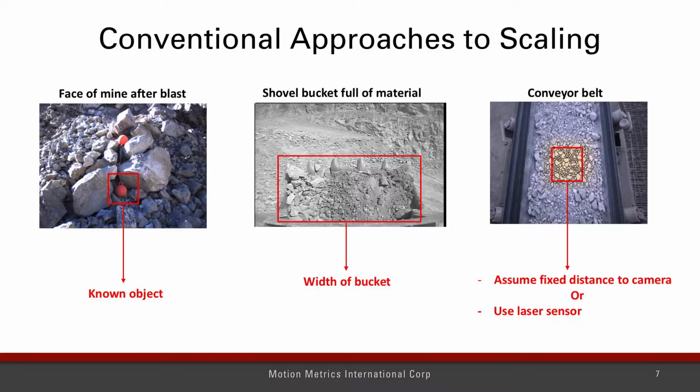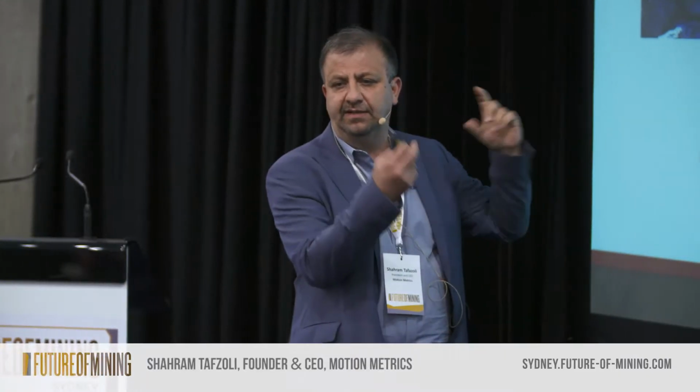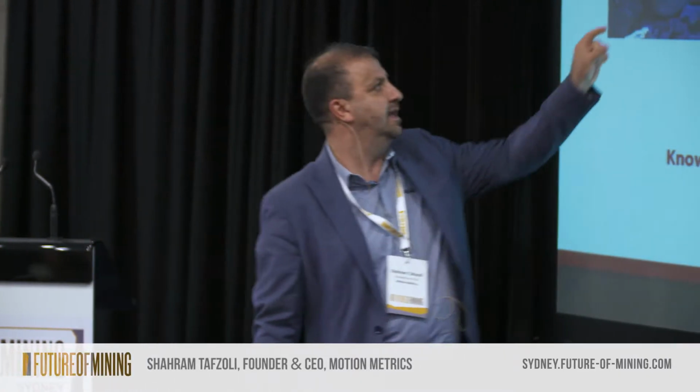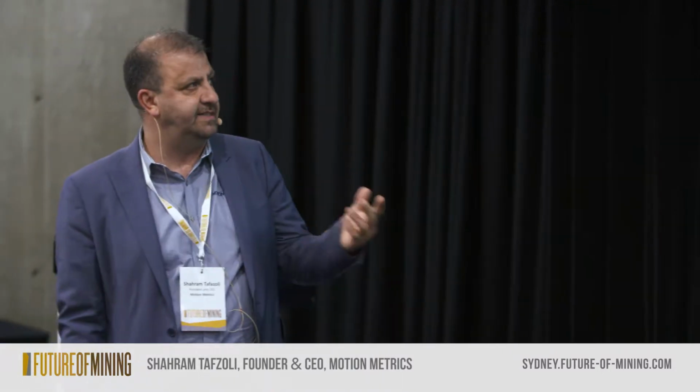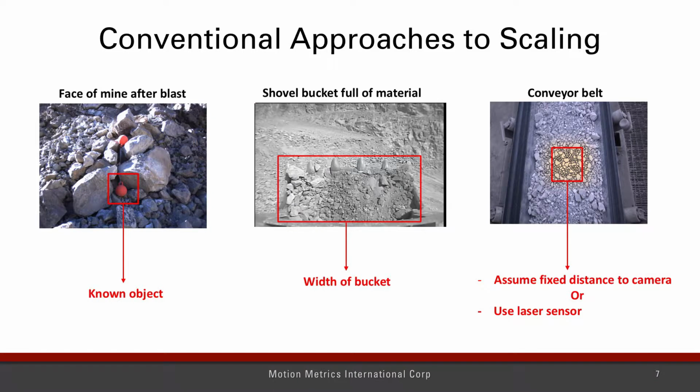What are the conventional approaches to scaling? I'm going to talk about these three applications and how we are trying to do it differently. In the face of the mine, believe it or not, people for a long time have been using known objects like basketballs. It's a two-person job: throw the objects in, take a picture, take it back to the office, find where the basketball is, and use your scaling. It's not safe, and it has a lot of implications. If it's inside the bucket, obviously you can use the width of the bucket. So you are looking for known sizes.